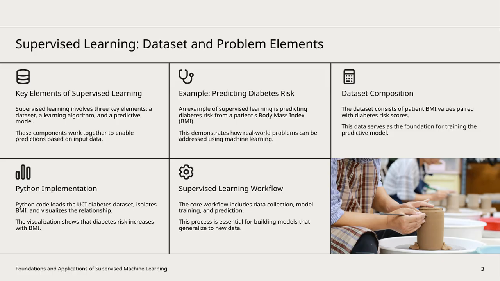In terms of implementation, Python plays a crucial role. For instance, we can load the UCI diabetes dataset, isolate the BMI data, and then visualize the relationship between BMI and diabetes risk. Usually, the visualization clearly shows that as BMI increases, so does the risk of diabetes, which helps us understand the underlying trend.